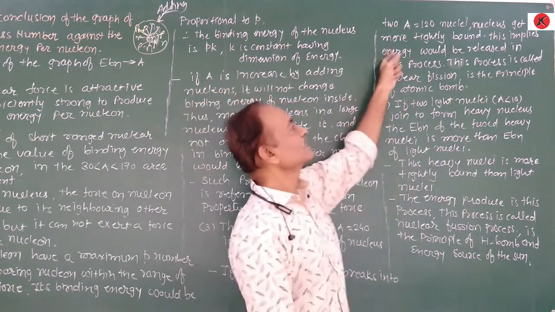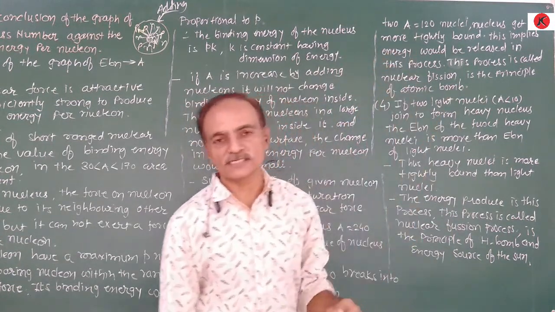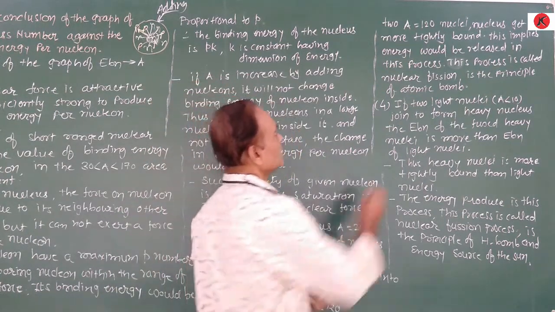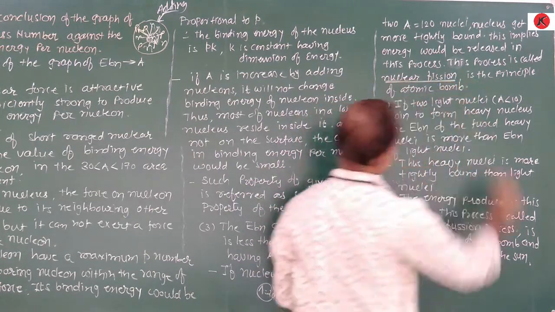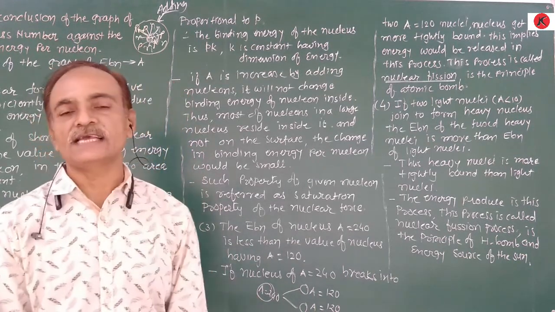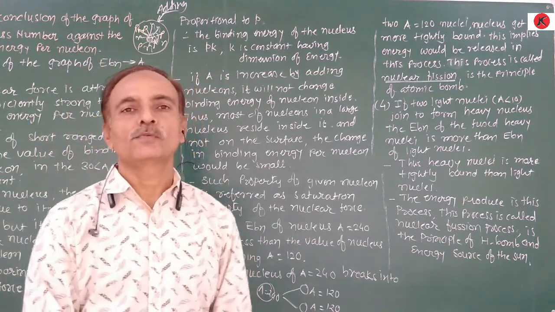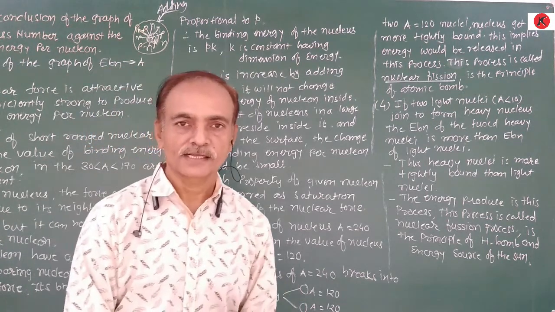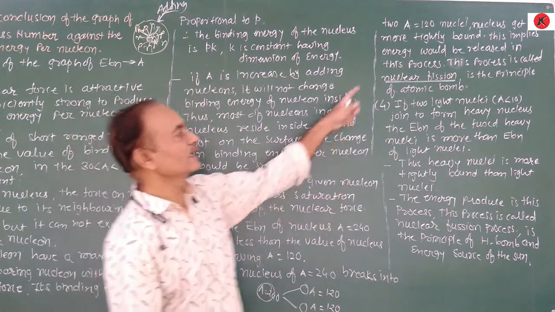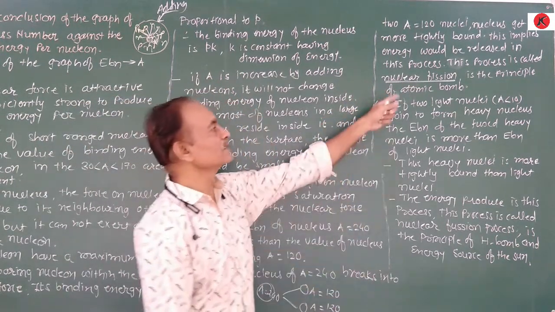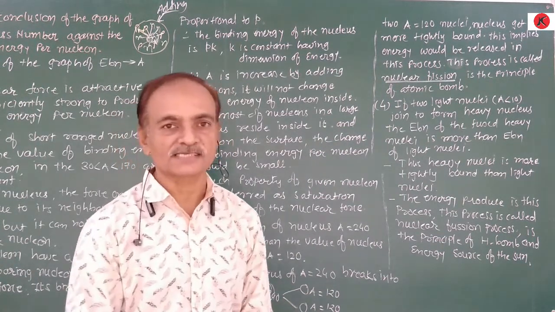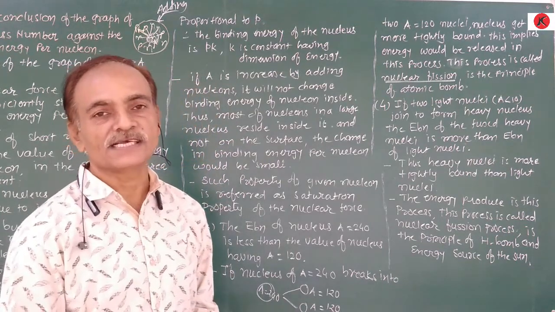This implies that energy would be released in this process, and this process is known as the nuclear fission process. Nuclear fission means that when a heavy nucleus is divided into smaller nuclei, energy is released. That is the principle of the atomic bomb. When an atomic bomb blasts, a large amount of energy is released.